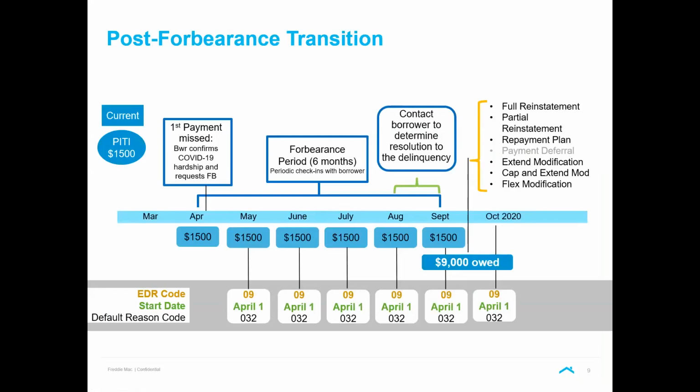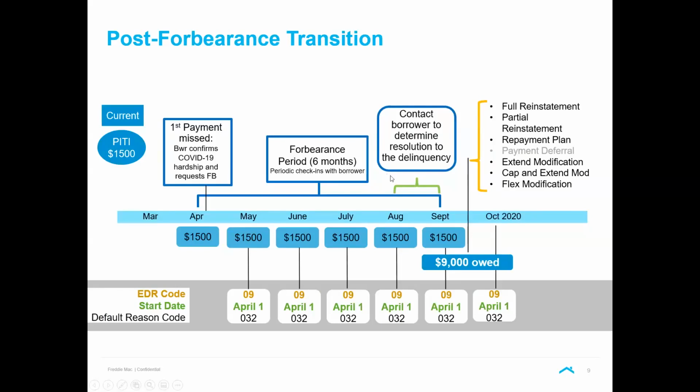So whether you had the conversation on April 15th or whether you even had the conversation on March 15th, the start date is going to be April 1st because that's when the forbearance period actually begins, the period where the borrower misses the payment. And then again, default reason code 032.